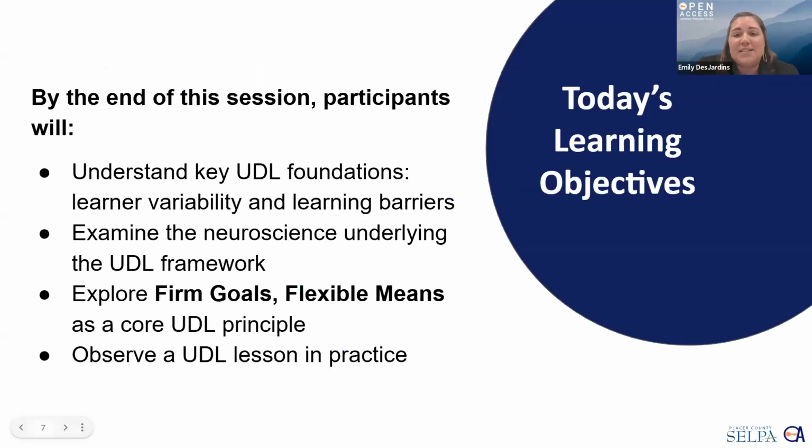So our hopeful outcomes for this session are really going to be that by the end of today, all of the participants here really understand those key foundational concepts of UDL, which are really focused on that learner variability and barriers in the learning environment. Participants will have an opportunity to really examine the neuroscience which is underlying in that UDL framework. We'll explore this concept of firm goals, flexible means as a core UDL principle and lesson design strategy. And then we'll have some time to observe a UDL lesson in practice.